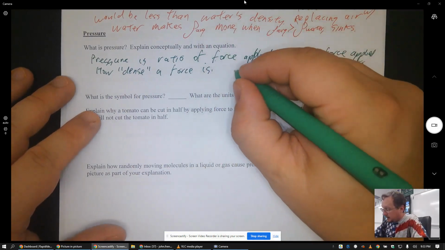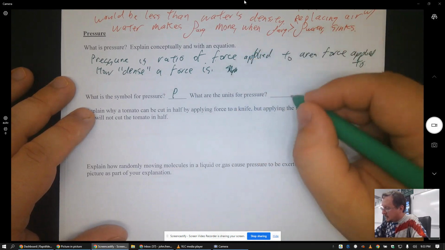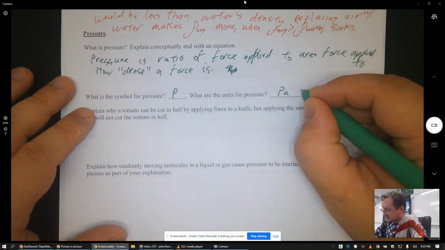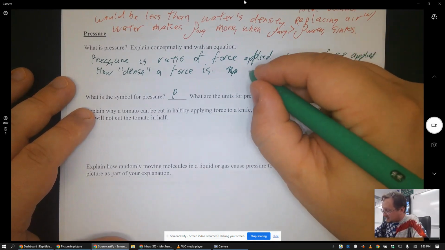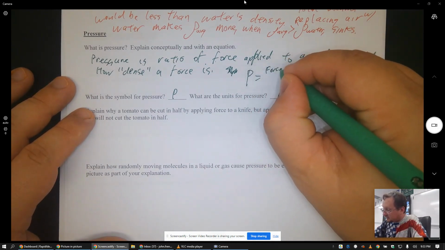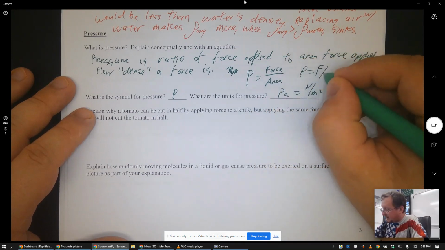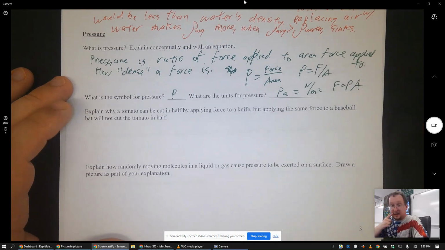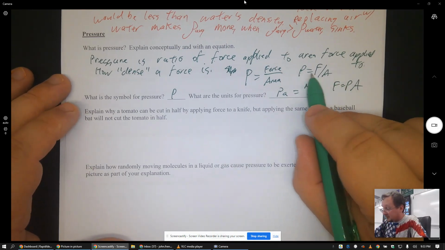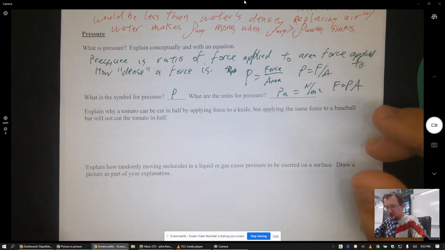The symbol for pressure is P, and the units are called Pascals, which is the same thing as newtons per square meter. So you can say that pressure is the force divided by the area that the force is applied to. So P is F over A. Or you can write it as F equals P times A, depending upon whether the force determines the pressure or the pressure determines the force. It's kind of tricky.